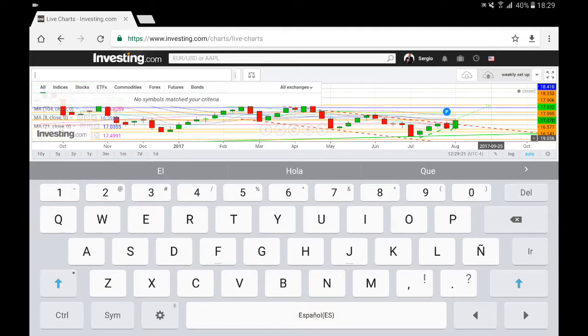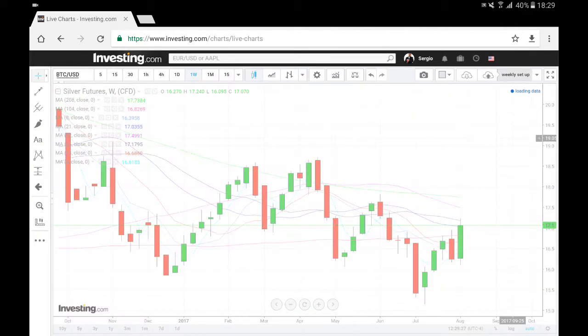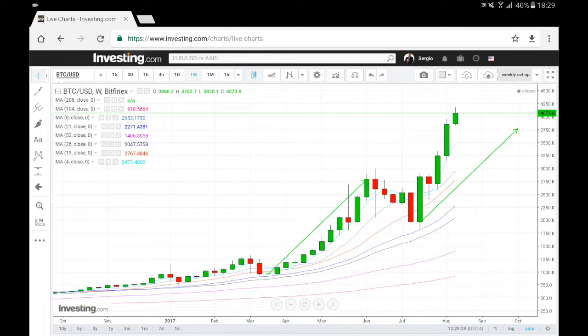First of all, let's have a look at Bitcoin. For Bitcoin, we're going to have a look at Bitcoin versus the US dollar. We already had a look at the Forex performance. We're going to have a look at Bitcoin versus US dollar, and also the GBTC, the ETF. And next, we're going to have a look at Ethereum versus the US dollar.